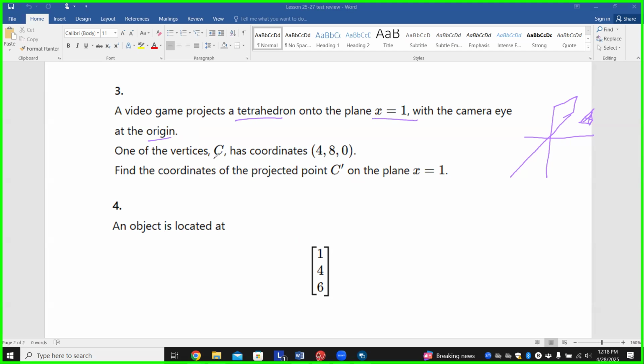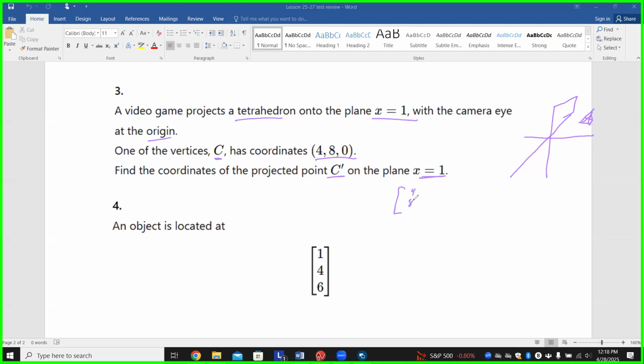And then one of the vertices, we'll call it C, has a coordinate of (4, 8, 0) in this situation. And we're simply just going to find the coordinate that projects C prime onto x equals 1. So it's exactly like number 2, but it's going to give you a drawing and a figure of it. You don't have to change the drawing or do anything with it, it just gives you a visual. I don't want that to throw you off. But it's the same process.